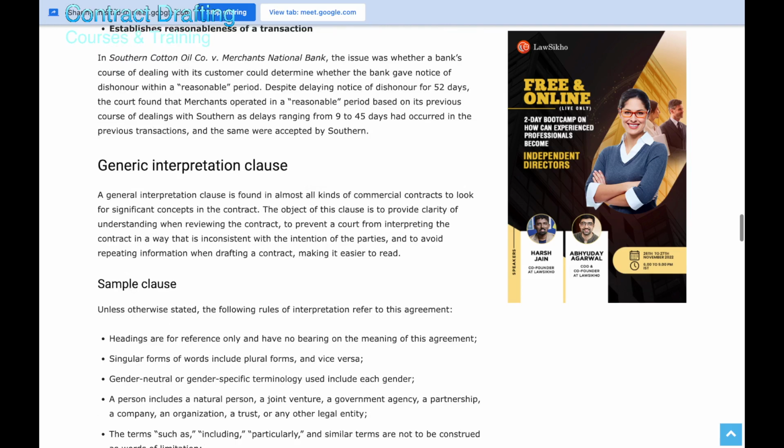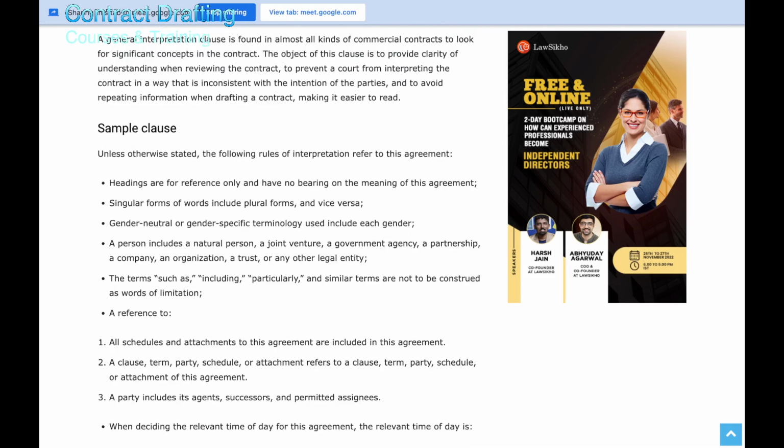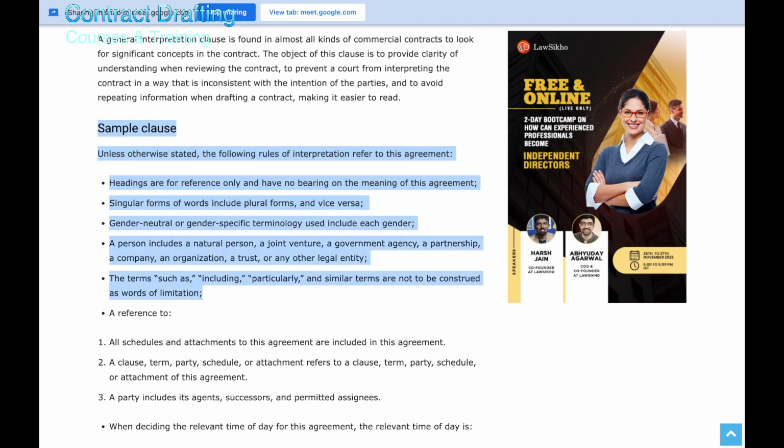This is a general sample of an interpretation clause. Understand this carefully: this is not an important clause for a simple agreement like a sale agreement or service agreement. But sometimes parties rely on some way of interpretation which has been established by court decisions. So to make sure that the interpretation is either as per the court decisions or in a different manner, we use this interpretation clause.